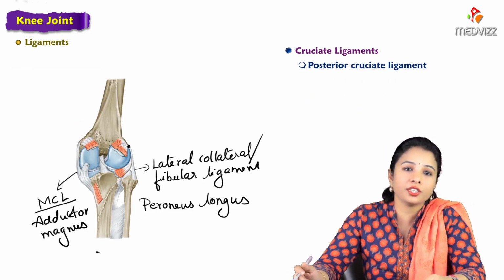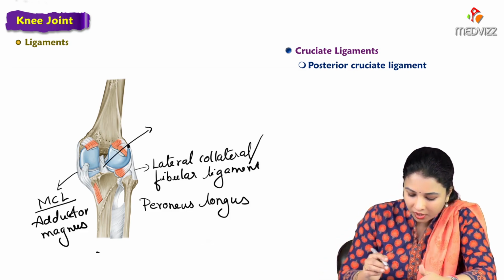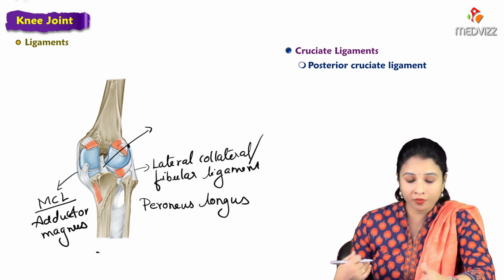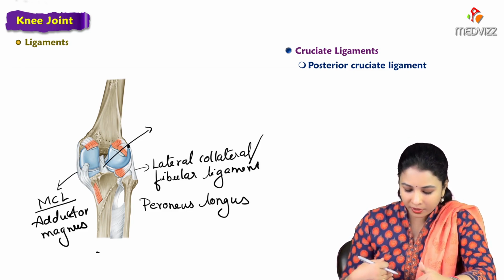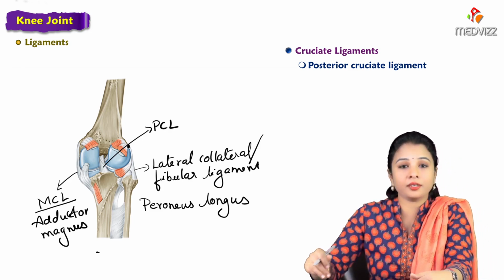Next, regarding the posterior cruciate ligament. This is the posterior view of the knee joint, with the capsule removed here, showing the posterior aspect of the knee. This is the posterior cruciate ligament.